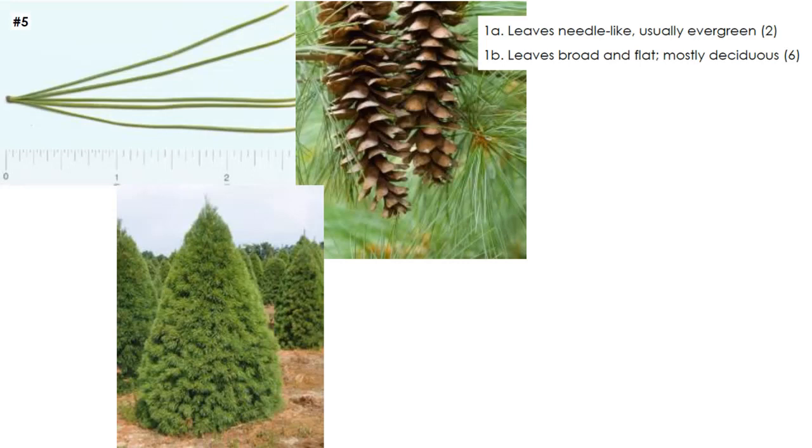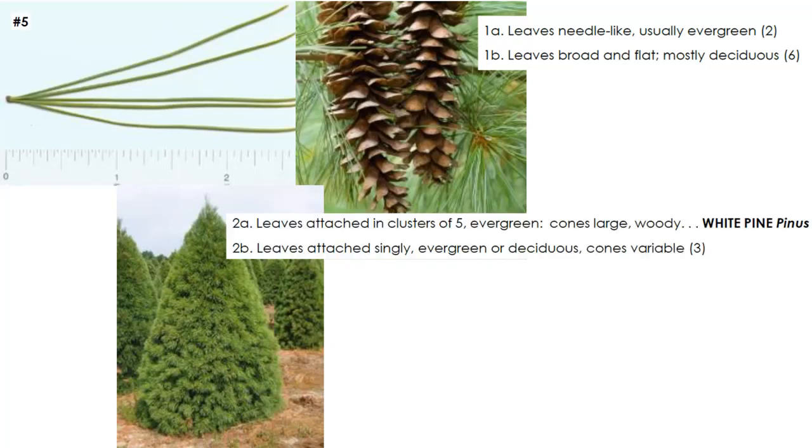Are you starting to get it? So we're going to do number 5 now, and I really just want you to go through a couple of these just so that we have an idea of how these are done. Back again to the first question. Leaves needle-like, usually evergreen, go to 2. Leaves broad and flat, mostly deciduous, go to 6. Well, these are needle-like, so we're going to 2.